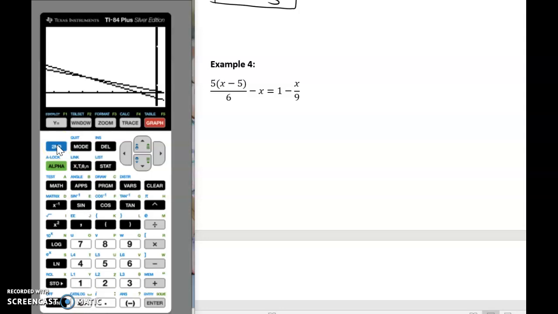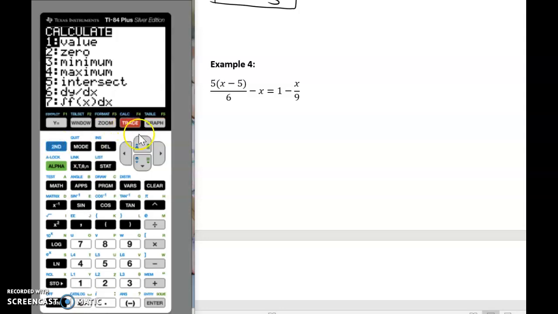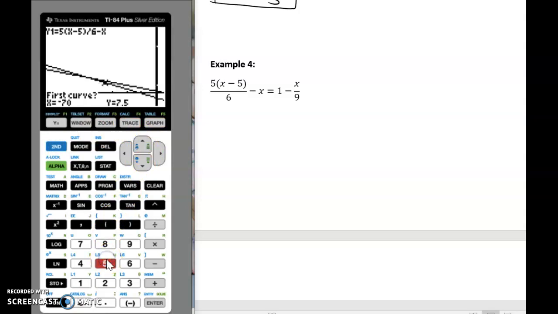And so now I'm going to press second, trace. I'm going to press number 5, and I'm going to calculate the intersection point. So you press enter for the first curve, enter for the second curve, and then guess, enter again. And here our solution is, it has to say intersection here, x equals negative 93.